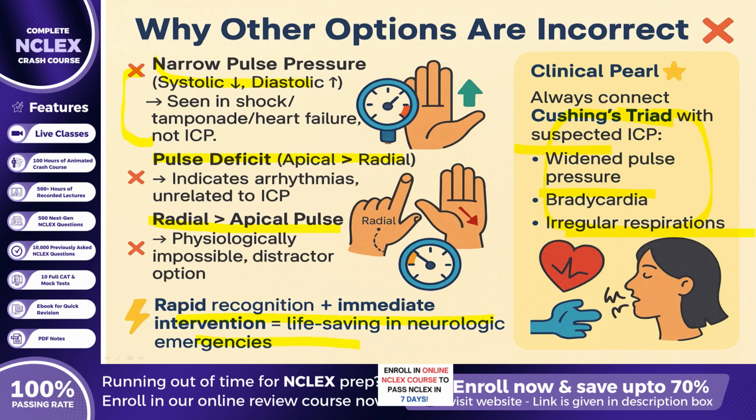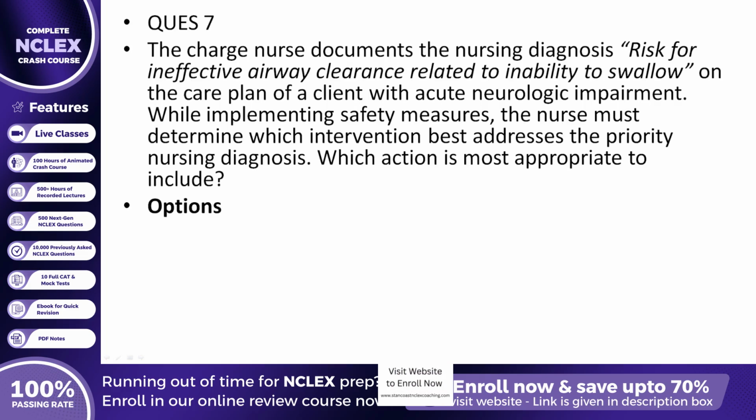Let us now transition into another high-yield NCLEX practice scenario that will challenge your understanding of airway management in neurologic clients. The charge nurse documents the nursing diagnosis, risk for ineffective airway clearance related to inability to swallow, on the care plan of a client with acute neurologic impairment. While implementing safety measures, the nurse must determine which intervention best addresses the priority nursing diagnosis. Which action is most appropriate to include?